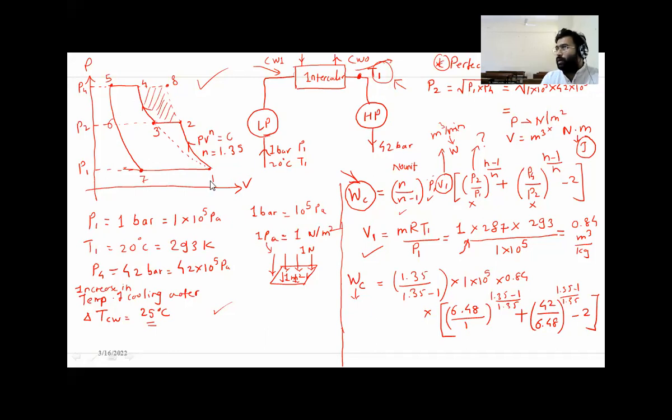Now here they are given perfect intercooling. So that is why this isothermal line will pass through point number 3. So dotted line will pass through point number 3. So no need to draw this 0.8 and this hash region. This is just shown that this is the amount of work we can save. So just draw 1 to 2 to 3 to 4 to 5 this way.